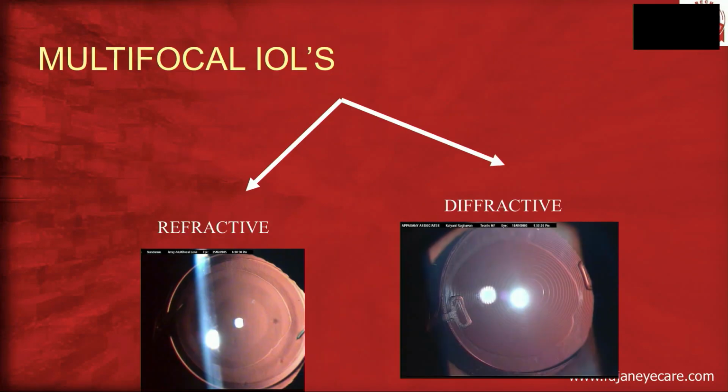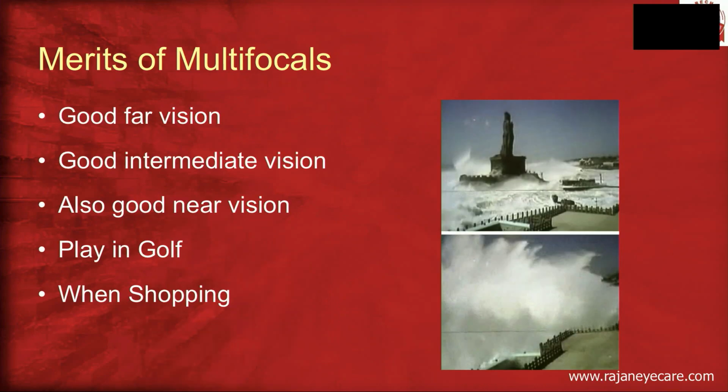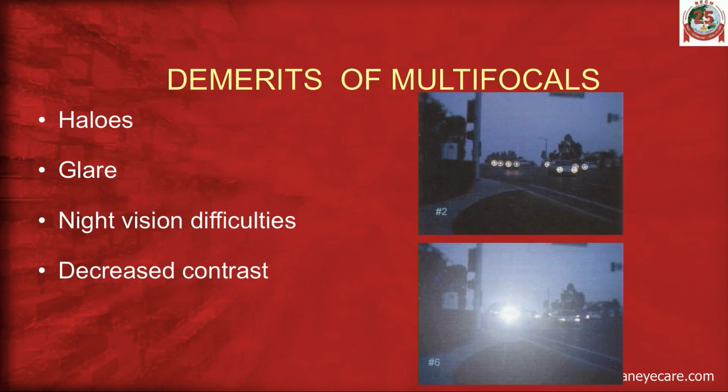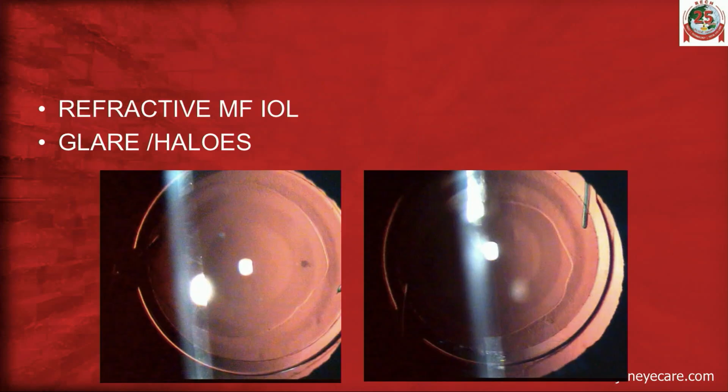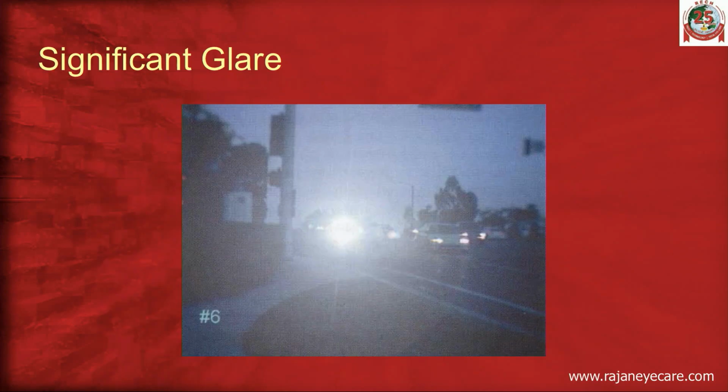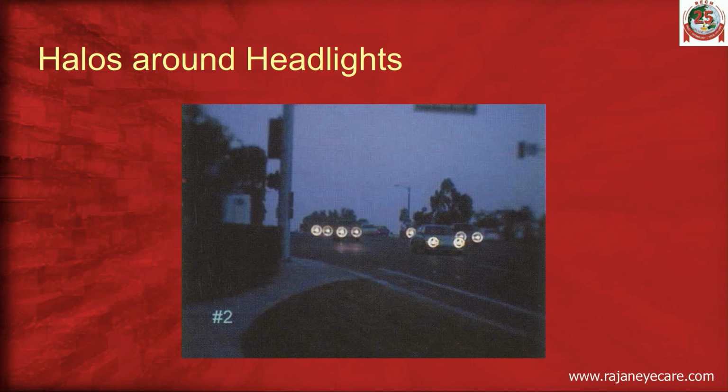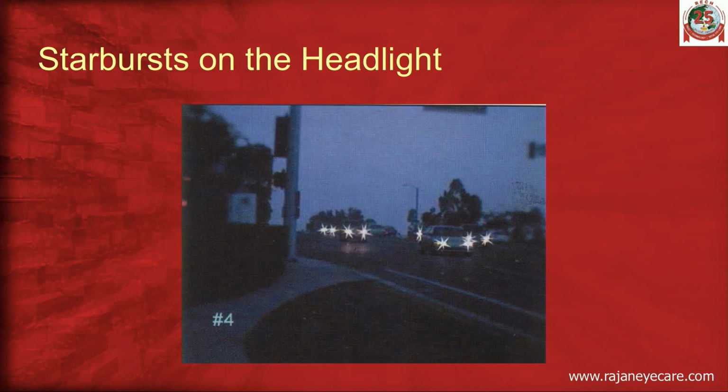As far as multifocal lenses, we used to have refractive and diffractive. Refractive multifocal lenses give good far vision, intermediate vision, near vision, everything. But the problem is that there is a lot of glare and halos in this refractive multifocal lens. So we used to have night vision difficulties, decreased contrast. You can see significant glare and halos around headlights. Of course, the new generation multifocals have very, very little, but this can be very troublesome.